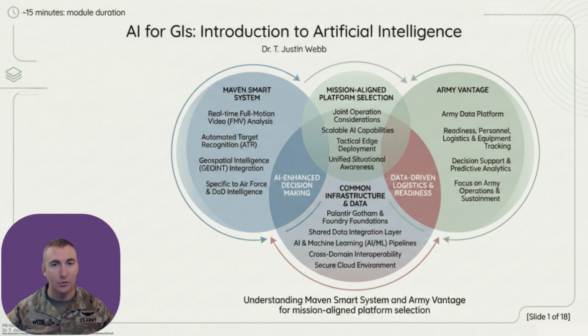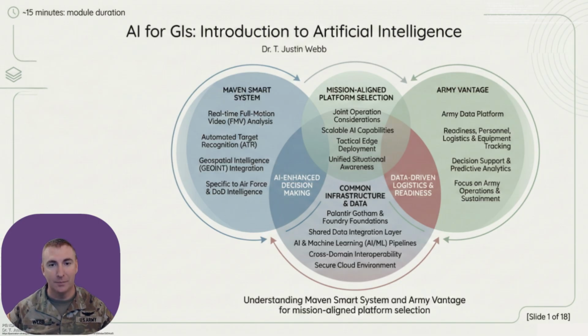This is Module 2, Platforms and Tools. Class 10, DoW AI Infrastructure, Palantir Ecosystem. The Department of War provides multiple AI platforms, and choosing the wrong one guarantees operational failure.